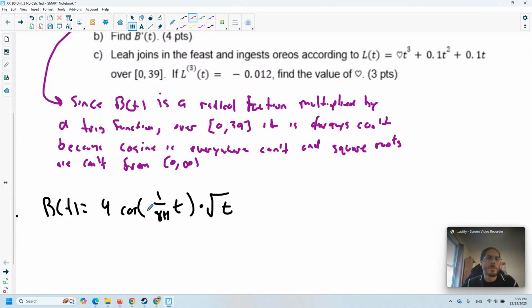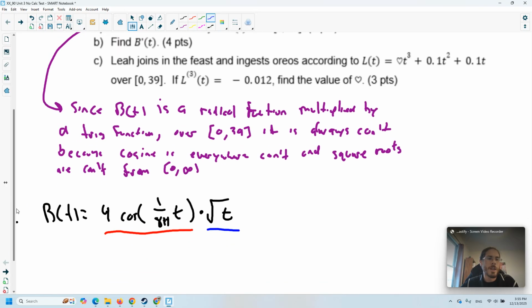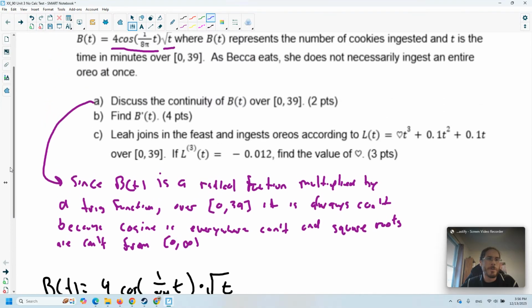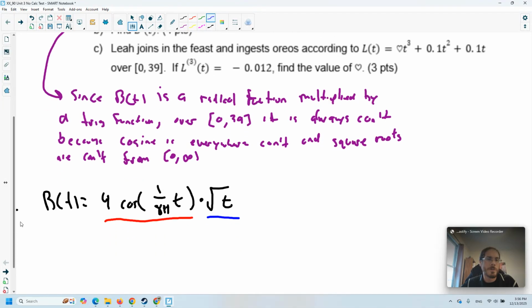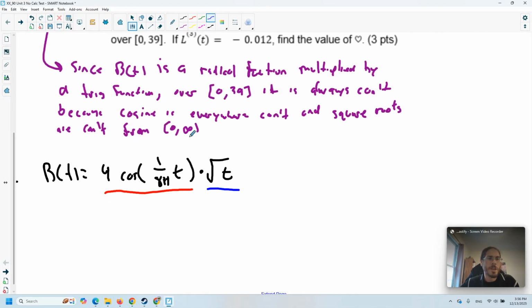My two pieces for the product rule are pretty clear. I've got this one, and then I've got this one. I could leave the 4 out front, but I'm just going to keep it with the cosine of 1 over 8 pi t. So we see we have to do the product rule, and we're just going to run through it.